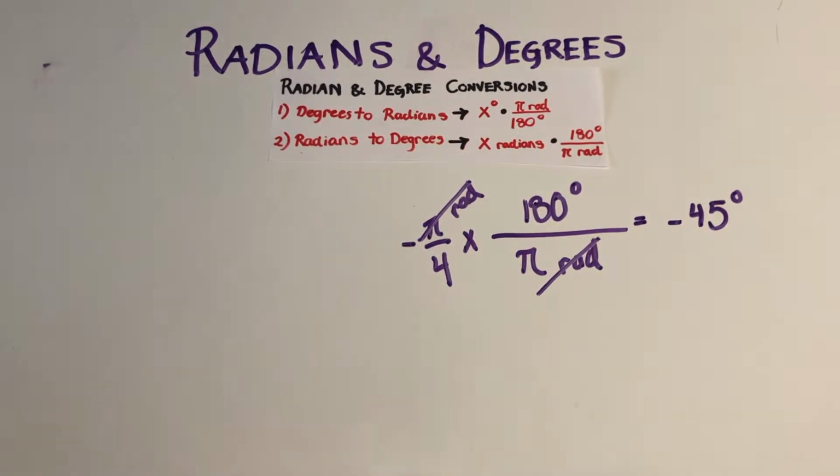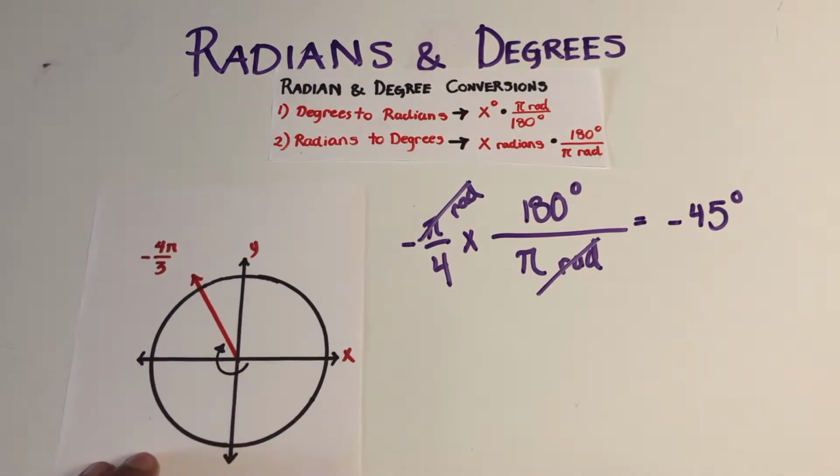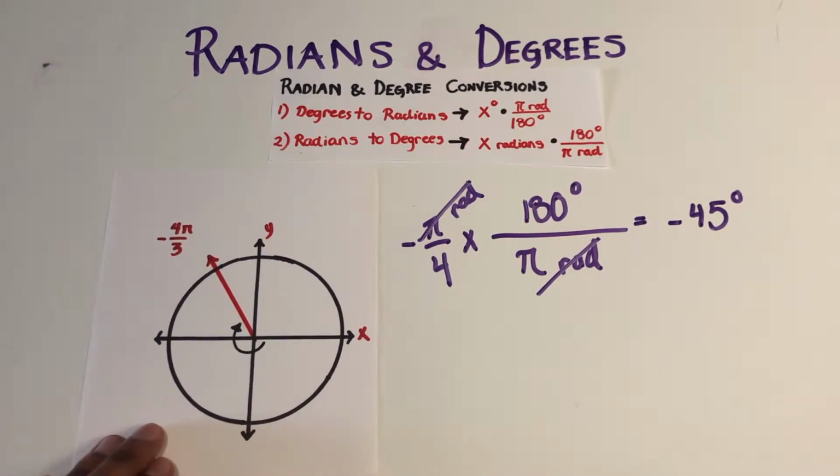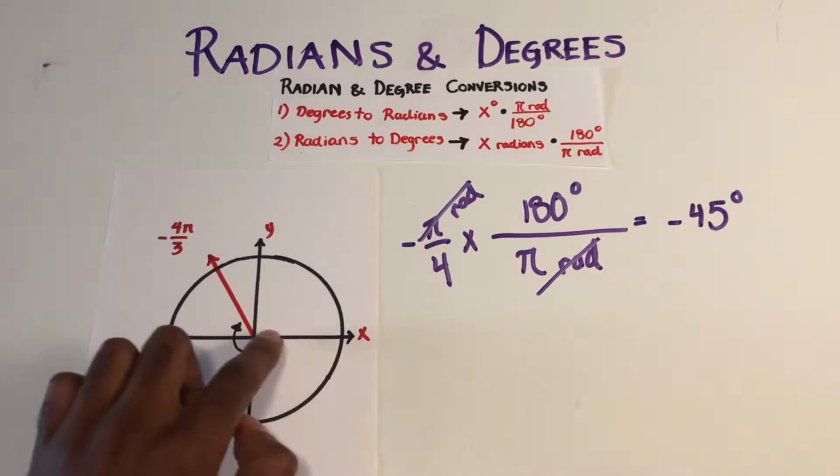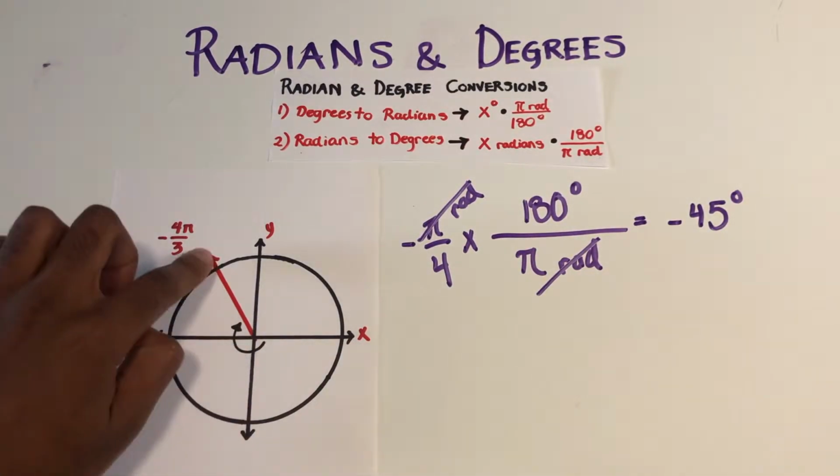Our last example here, we have negative 4 pi over 3. As you can see from the arrow, the angle started from here. This is the initial side, and this is the terminal side.